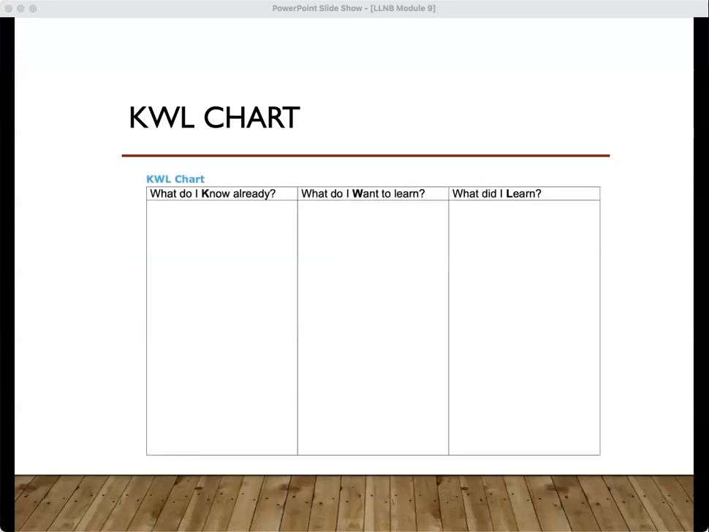Shown here is an example of a very simple KWL chart. In the first column, the learner would write what they already know about a topic. So they would do that prior to reading. In the second, what they want to learn from reading the text. And in the last, what they learned from the text. Now, they can add items to the second and third columns as they read, and use the third column to summarize what they've learned after they finish reading as well.